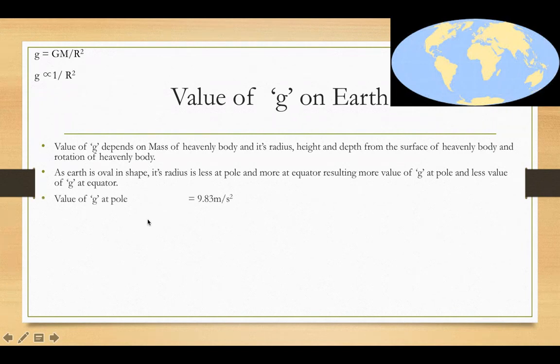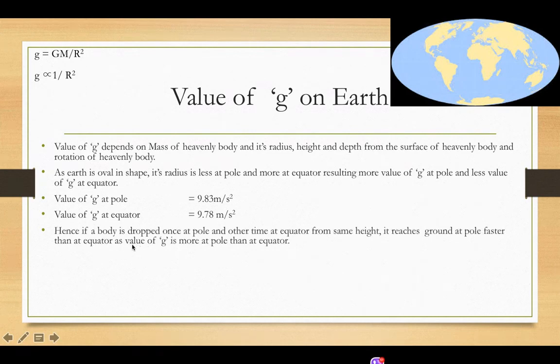The value of g at the pole is 9.83 meter per square second, whereas the value of g at the equator is 9.78 meter per square second. So here you can see at the pole the value of g is more. What is the reason? Because the pole has less radius, whereas the value of g at the equator is less. Why less? Because the radius is more here. Hence, if we drop a body once at the pole and once at the equator from the same height, since the value of g is more at the pole, the body will reach the ground faster at the pole than at the equator.